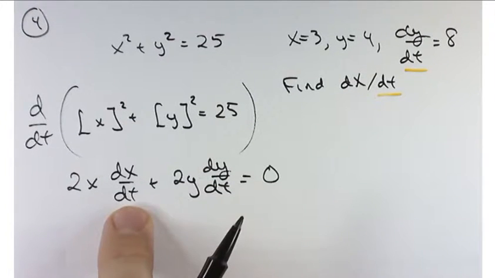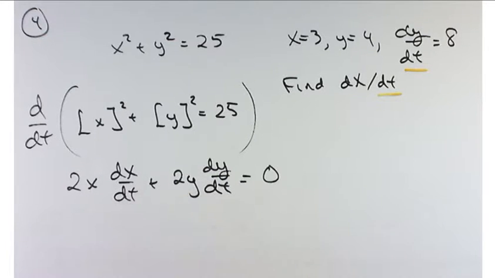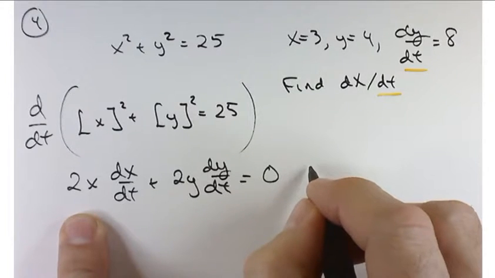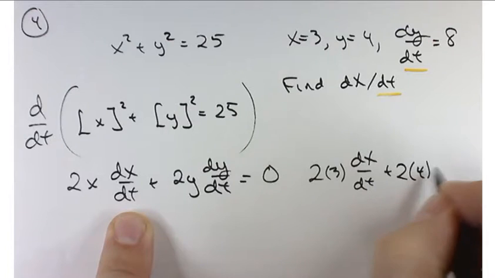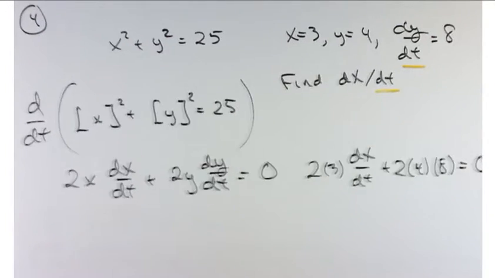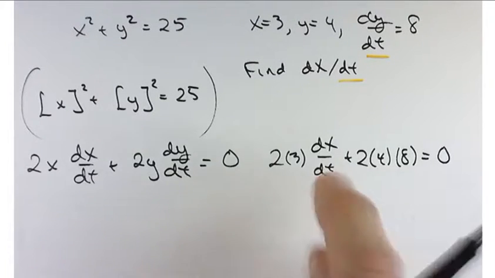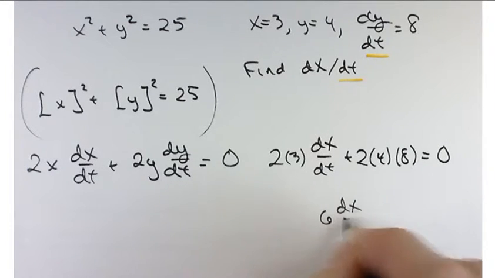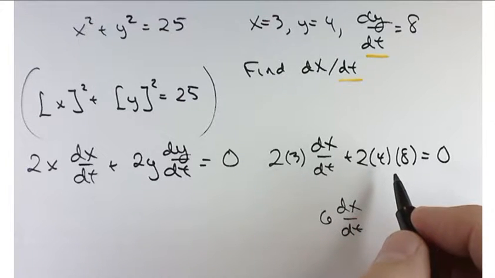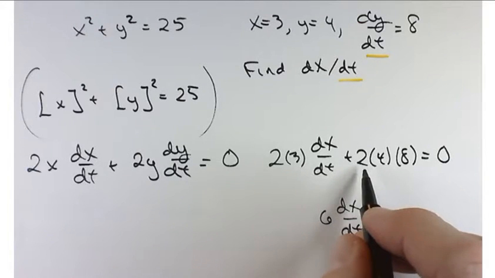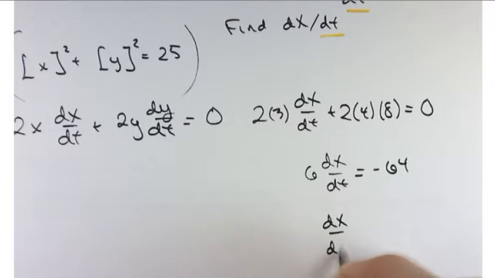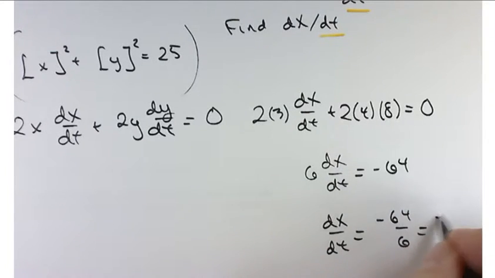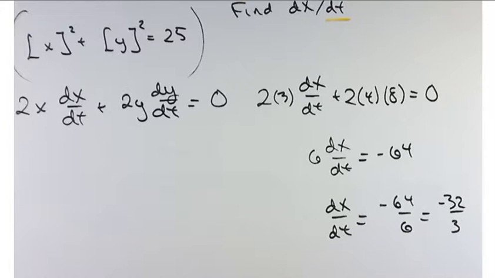Now you could solve for dx dt, and that's fine. Let's just plug in what we know and see where we go from there, because we know a lot of these values. You're going to get 2 times 3 times dx dt, which we don't know, plus 2 times y, which is 4, times dy dt, which is 8, equals 0. But after we substitute in our knowns, the only unknown is dx dt. So I get 6 dx dt. Did I substitute these right? Okay. Yeah, 6 dx dt equals negative 64. So divide by 6. I get negative 64 over 6, or better yet, negative 32 over 3. And that's your dx dt. So, given all the information, this is how x is changing.